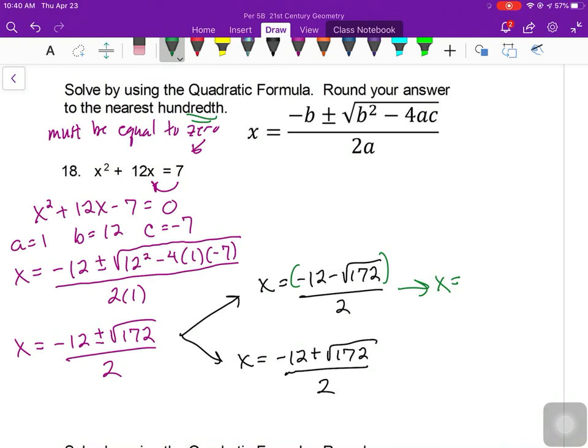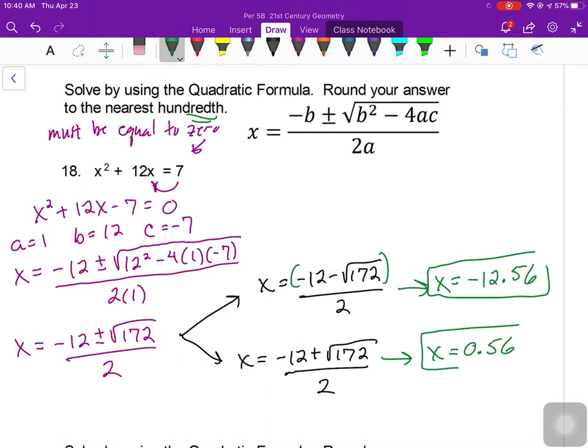On the top one, when we use the minus sign and we round to the nearest hundredth, we get x equals negative 12.56. On the bottom one, when we use the plus sign, we get x equals 0.56. Take a look at that carefully, see if it makes sense. Watch it a couple times.